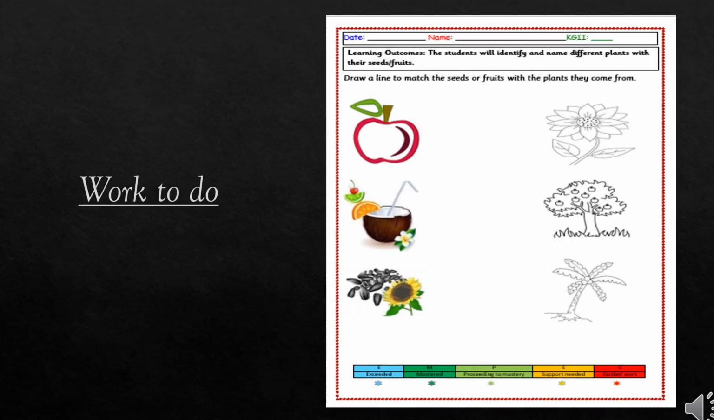As we have learned about different seeds or fruits with their different plants, now shall we do some work? In this worksheet, on one side we have different fruits or seeds, and on the other side we have different plants they come from. So you have to draw a line to match each fruit or seed to its correct plant. After that, you need to color the plant to make it more beautiful.